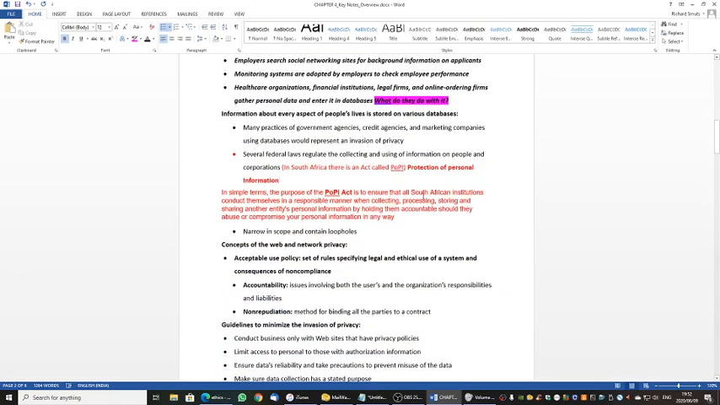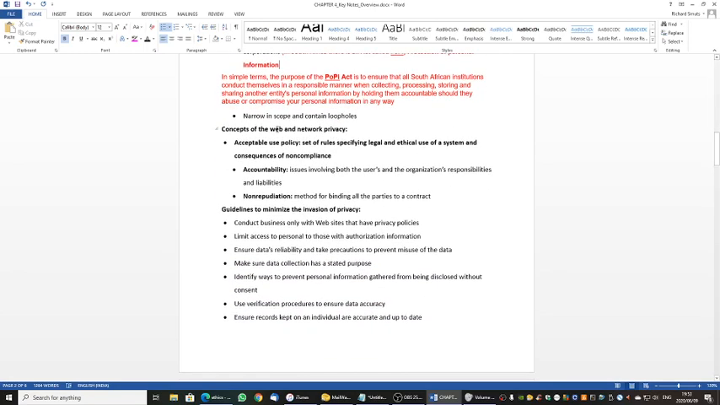The POPI Act ensures all South African institutions conduct themselves in a responsible manner when collecting, processing, storing another entity's personal information. And they are held accountable. If you break this act, you can be fined and you can be taken to court should they compromise your personal information in any way.